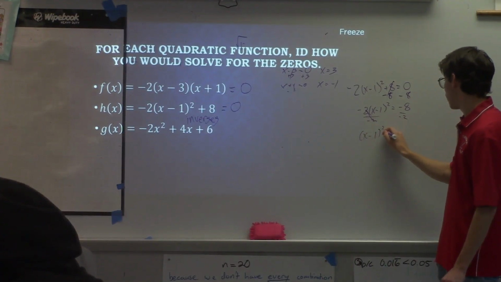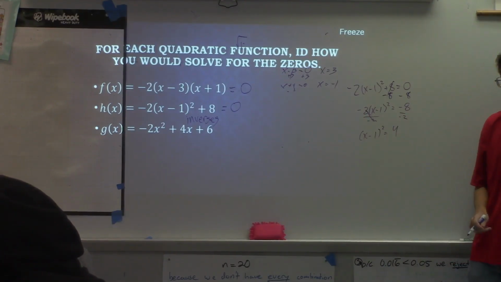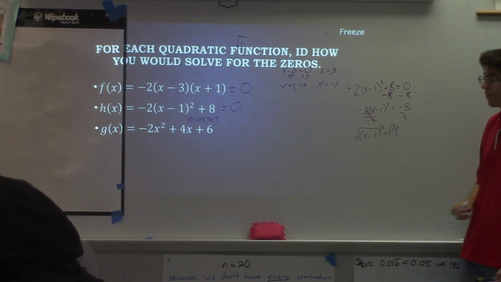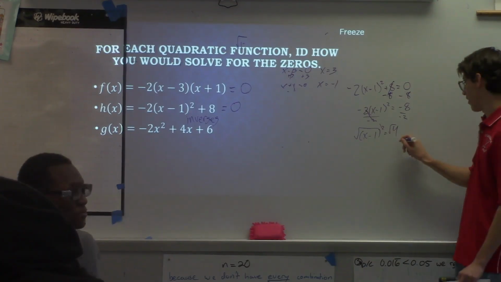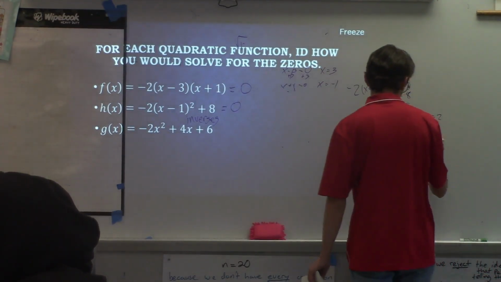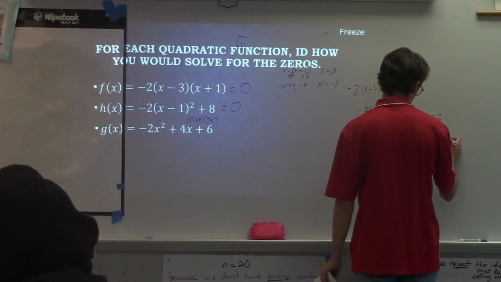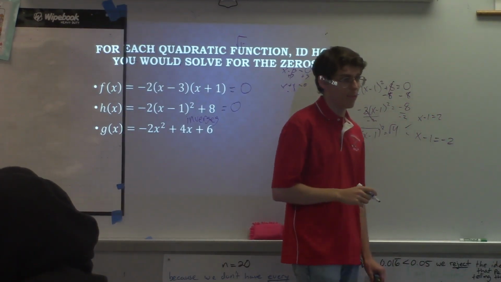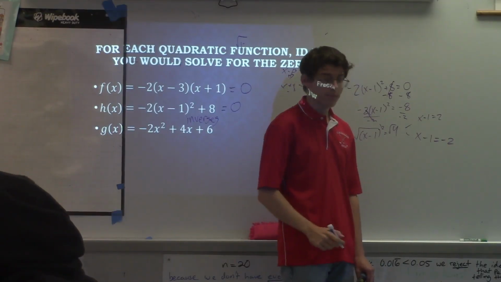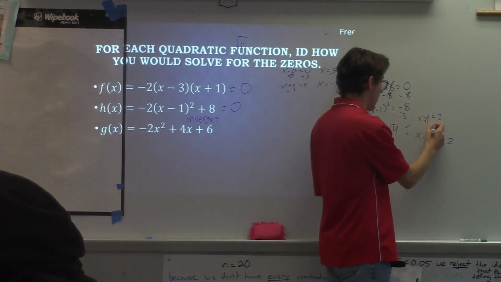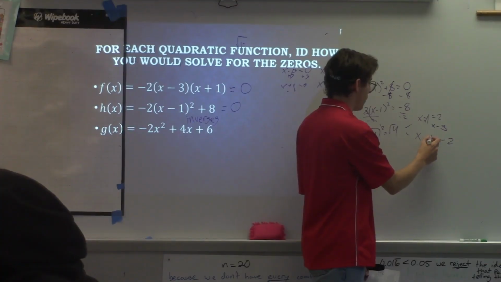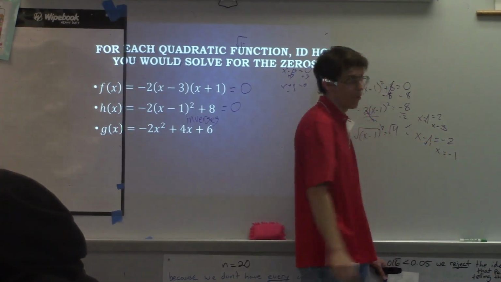Positive 4. Okay. Alright, how do I get rid of the square root? Or how do I get rid of the square? I take the square root, right? So then what do I get on this side? Exactly. So we're going to have a positive, and we're going to get a negative 2. Alright, so then how do I get my answers from here? Oh, plus one. So x could equal 3, or it could equal negative 1, right?